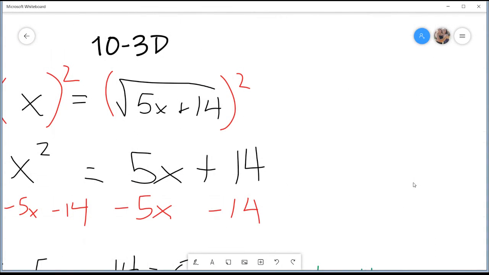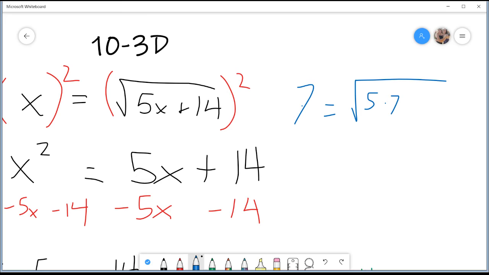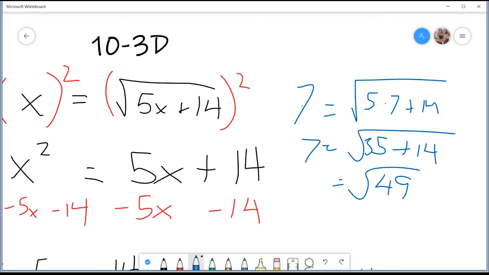So let's try both of those. Let's start with 7. Positive 7 equals the square root of 5 times 7 plus 14. 5 times 7 is 35 plus 14. That's going to be 49. Is the square root of 49 equal to 7? The answer is yes.